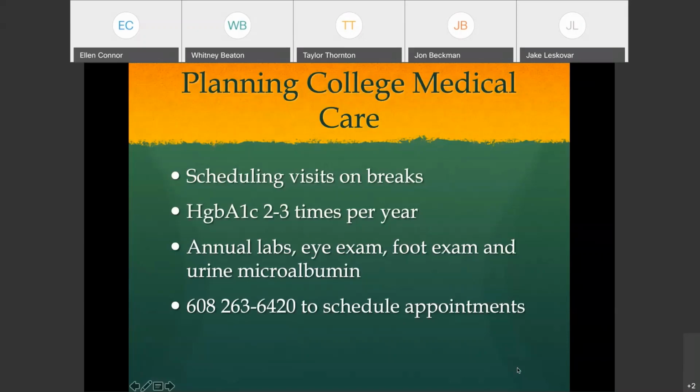One of the other scheduling numbers, I think the one that Whitney gave you is better because it's a 1-800 number, but the local number is 263-6420. And if you call that number tomorrow and ask for extension 3, they can set all your diabetes appointments up for the rest of the year.